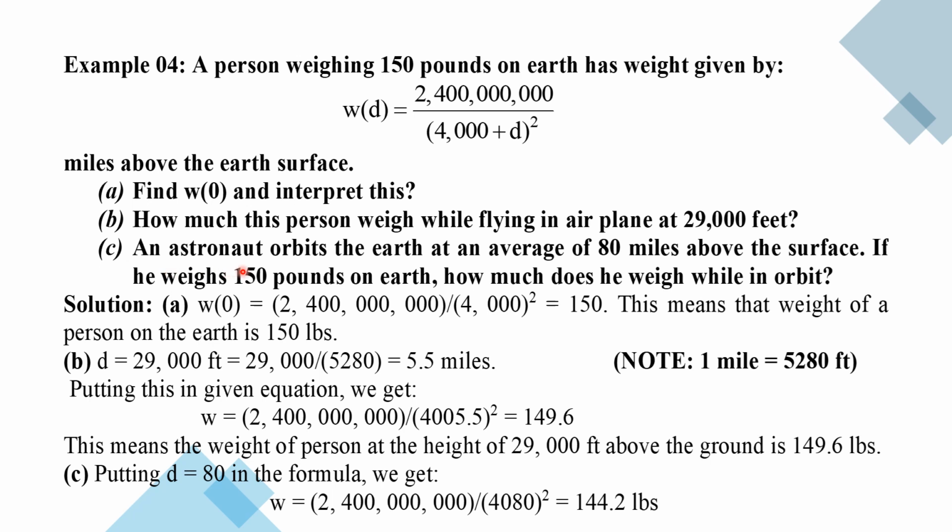Similarly, an astronaut orbits the Earth at an average of 80 miles above the surface. The weight is 150 pounds on the Earth. How much does he weigh while in orbit? In fact D is equal to 80. Just put it in this formula, and we get 144.2 pounds.